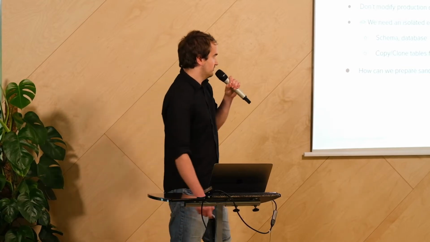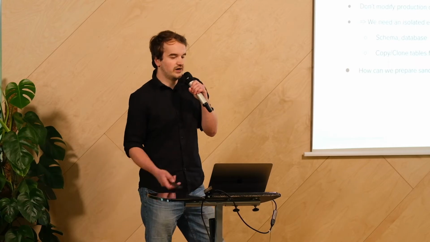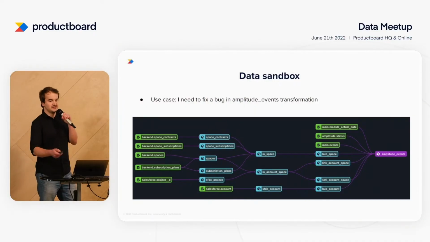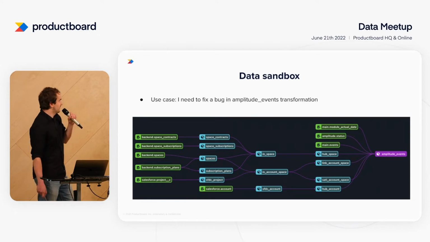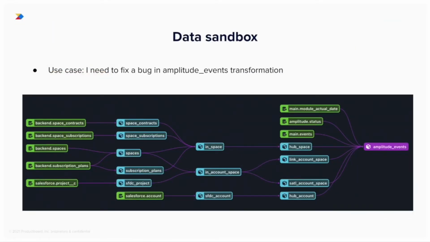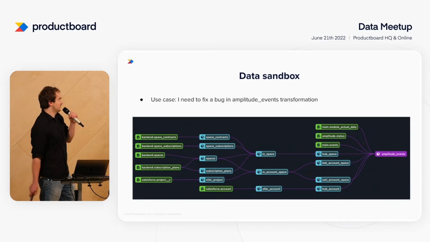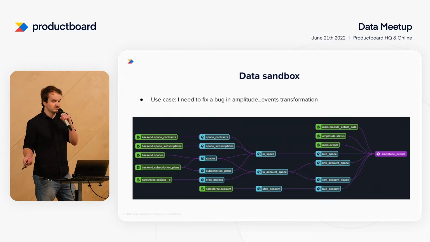Because I mentioned developer experience, you can imagine that if you have quite a big transformation that has a lot of dependencies, for example, in this case, we have an amplitude events transformation that has 7 direct dependencies and more than 20 indirect dependencies, it can be quite hard to detect all these dependencies and copy all the data into the schema, right? So we need some automated sandbox tooling that can populate or copy the data into this, in this case, Snowflake schema.